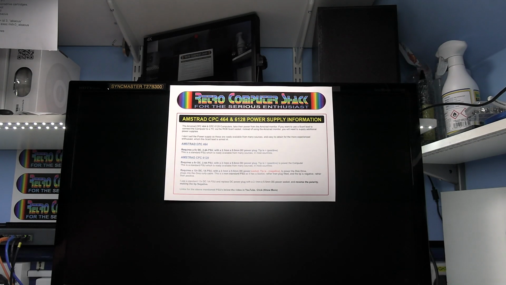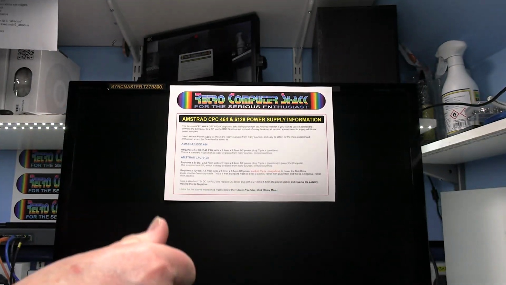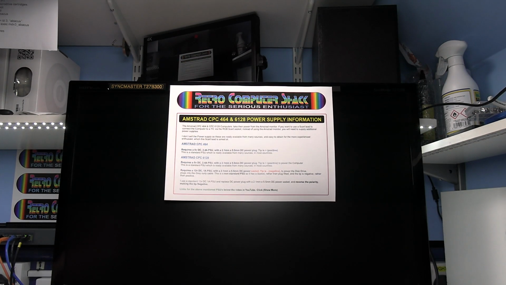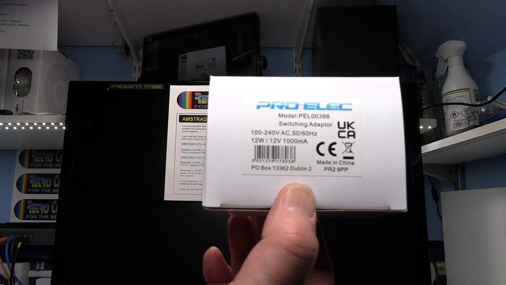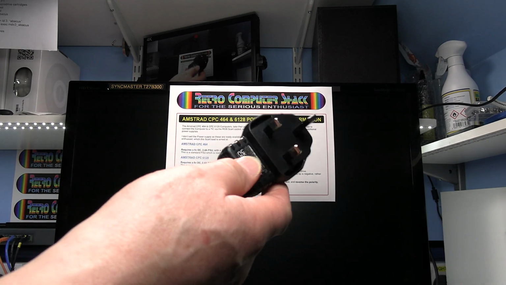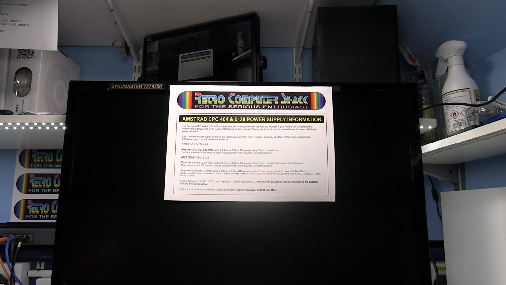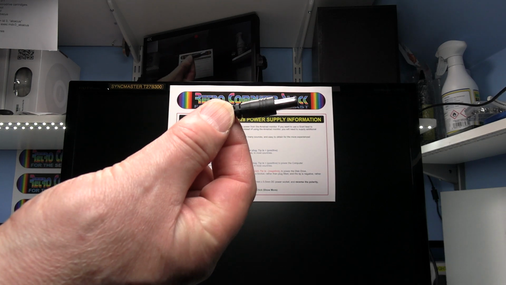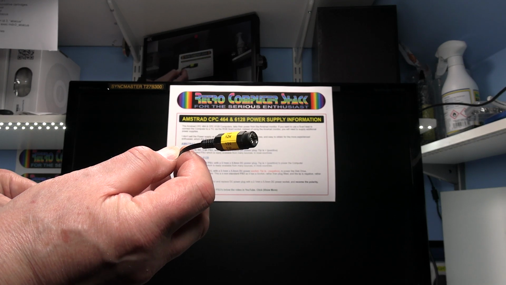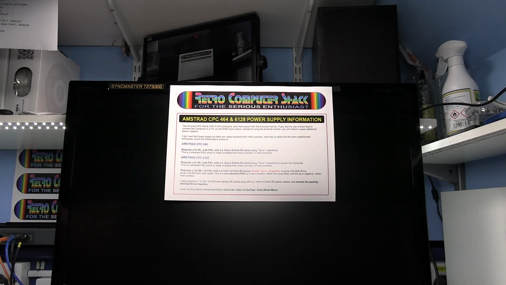That's the 5 volt power supply, which is a plug type adapter with a 2.1 millimeter by 5.5 DC power plug, and the tip is positive. The 12 volt power supply that I use for the disk drive is that one. It's again a plug top type power supply, and I've removed the DC power plug that was on it and replaced it with a 2.1 by 5.5 DC power socket and reversed the polarity, so the tip is negative.